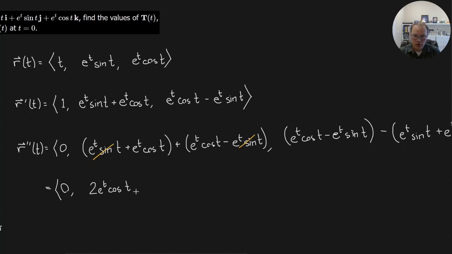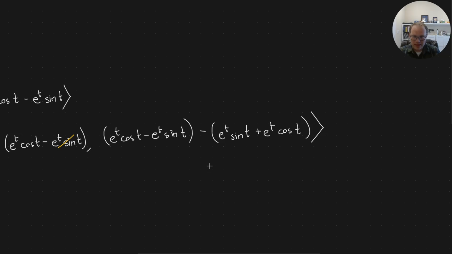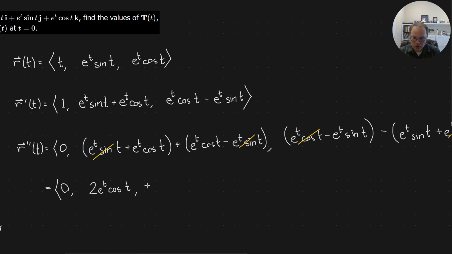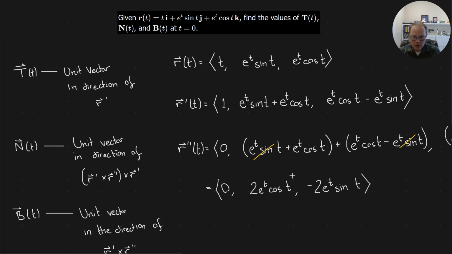Okay, and let's do the third component. We get something similar going on here. I get e to the t cosine t minus e to the t cosine t. Those cancel. Okay, and then I have negative e to the t sine t minus e to the t sine t. So I'm going to get minus 2 e to the t sine t. Whew. Fair bit of work taking those derivatives. But the rest is pretty straightforward.